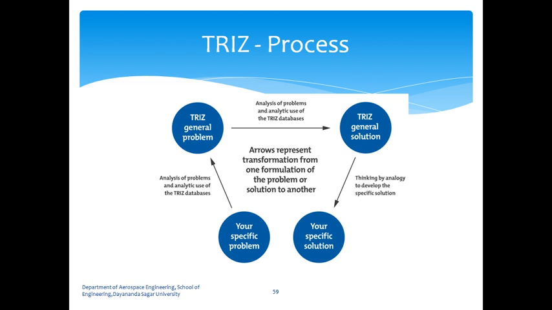Once you know the problem and the contradictions, you can easily find the solutions. So the philosophy goes like this. You are working on a specific problem and you get stuck somewhere on what to do. Then you need to look at how it is common to other problems. This is called the general problem. Analysis of the problems and analytic use of the TRIZ database. You can also do it without that, but now many tools and databases are available.